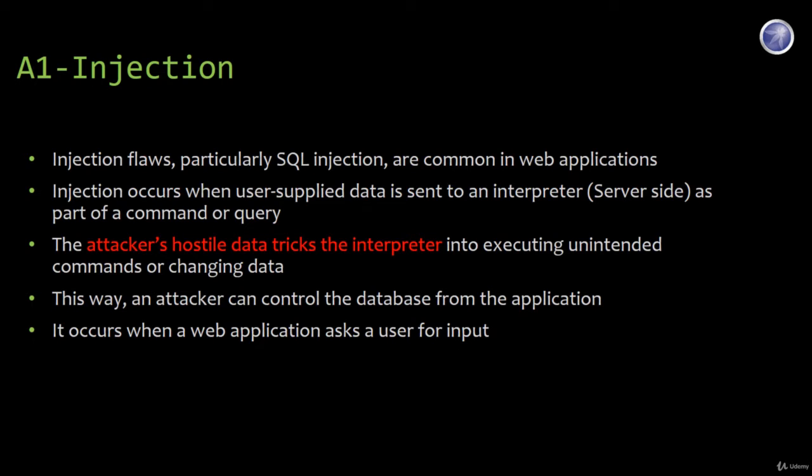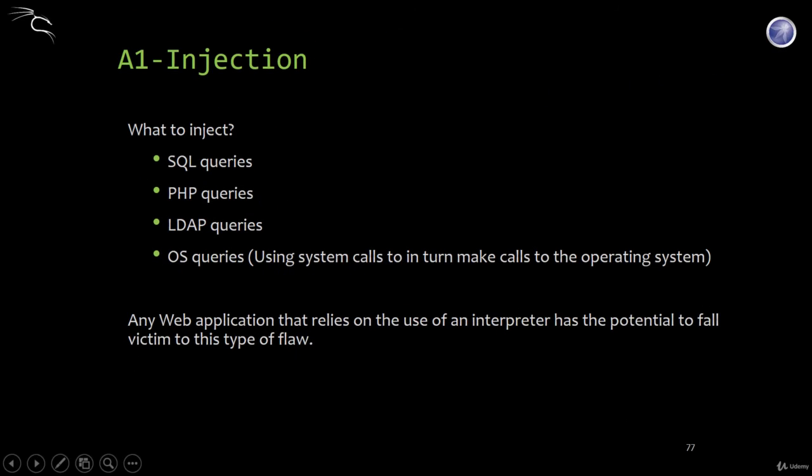It happens when the attacker injects data to trick the interpreter into executing unintended commands, thus modifying, changing, or even deleting data from the database itself. This way, the attacker will have full control of the back end from just inputting a couple of queries from the front end. What can be injected?